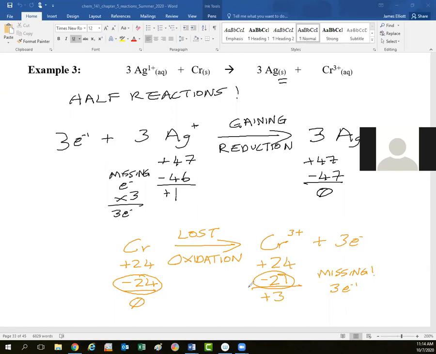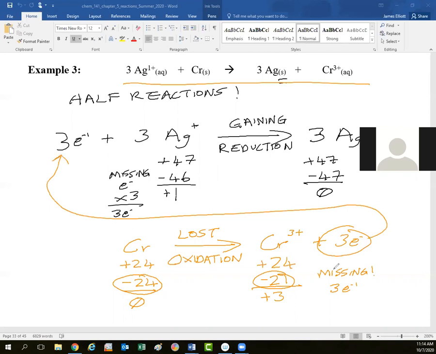Oxidation is the loss of electrons. And when we're looking at the 2 halves of this full reaction here between silver and chromium, the total electrons lost is always equal to the total electrons gained because it's the same 3 electrons. Electrons given up by the chromium, and those electrons are picked up by the silver, each of those 3 silver ions.